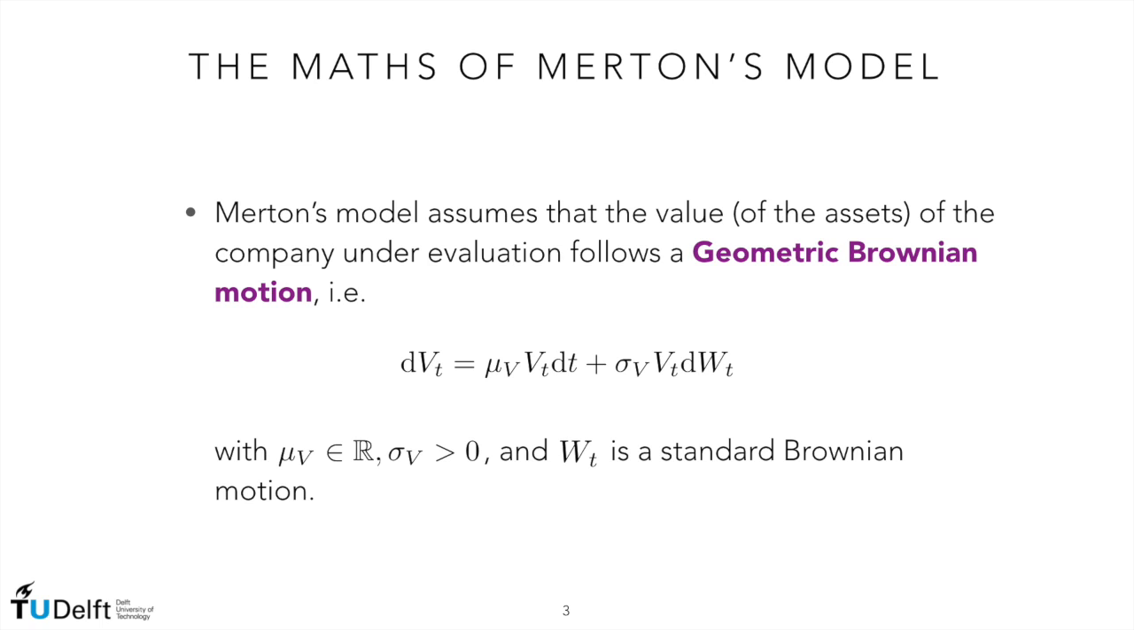On screen, you can see the stochastic differential representation of a geometric Brownian motion. The quantities involved are Vt, obviously, but also mu v, sigma v, and Wt. Mu v represents the percent drift of assets, that is why it is multiplied by Vt, and tells us if assets have some deterministic growth trend. Sigma v is the percent volatility of the assets. It is a measure of their riskiness. Finally, Wt is a standard Brownian motion.